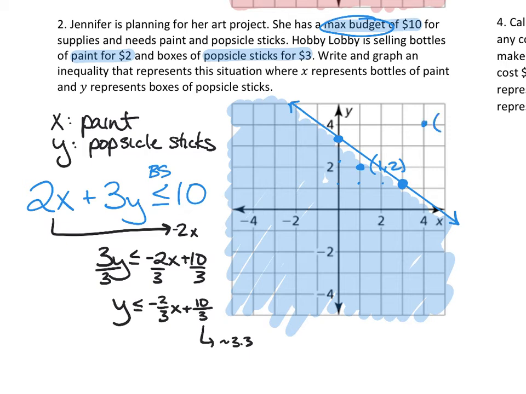Can she buy 4 paint bottles and 4 popsicle sticks? No, she doesn't have enough money for that. That's out of the shaded region. Can she buy 3 paint bottles and -2 popsicle sticks? Technically, that's in the shaded region, but it doesn't make sense in real life because you can't buy negative things. So again, remember, after we do this, when we're using real world things, we have to make sure that our answers, our solutions, make sense in real life.